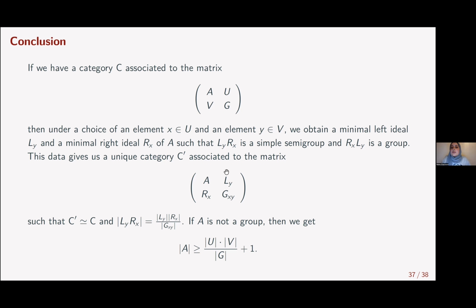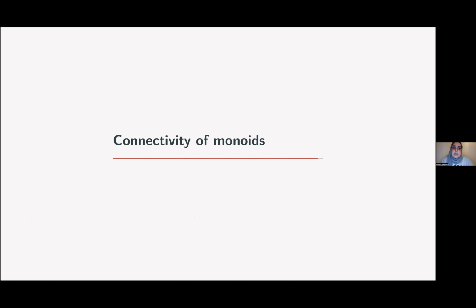And here it's the same, but we have a group G because 1 is just a particular case, it's the trivial group. But it's much harder to see when we have 1 because UV are going to be multiple of 1, which is always the case. So this is a generalization of the case where we have 1 on the diagonal, the trivial group. And finally, in the last section, I will talk about connectivity of monoids.